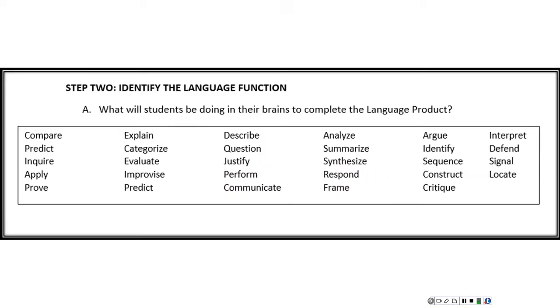So you try it. I want you to look at what you're going to do. You have decided the purpose of your product. Now circle a language function. This is on your academic language handout.